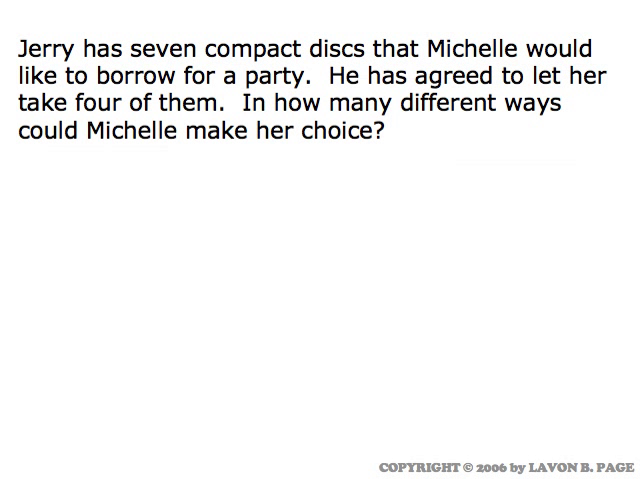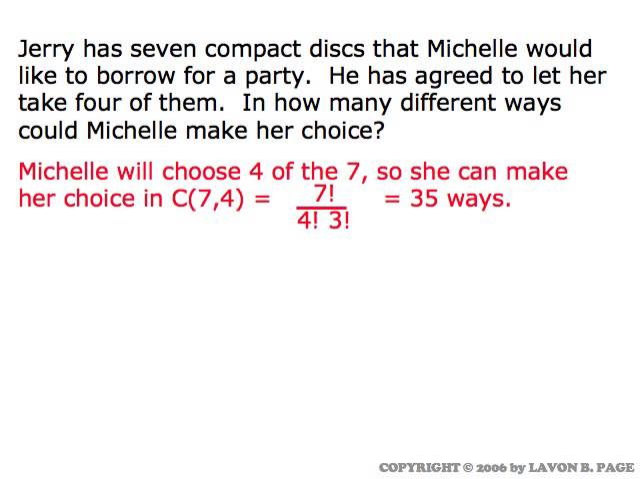Jerry has 7 CDs that Michelle would like to borrow for a party. He's agreed to let her take 4 of them. And how many different ways could Michelle make her choice? It's simply a question of how many ways can she choose 4 CDs from among the 7 that are available. That's a combination situation. How many ways can you choose 4 objects from 7? The number of ways of doing that would be 7 factorial divided by 4 factorial and divided by 3 factorial. And the arithmetic there reduces to 35.